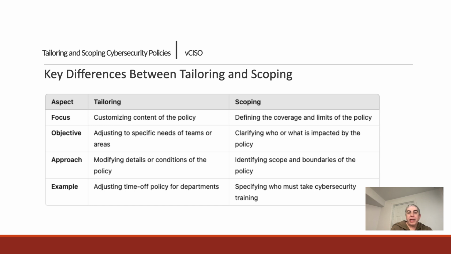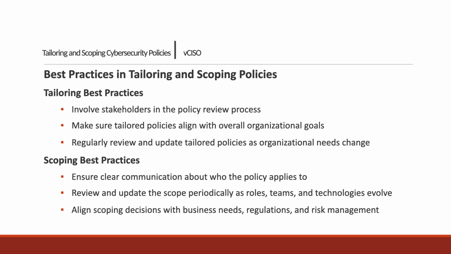I'll skip the example and go to the next slide: the best practices for tailoring and scoping policies. Tailoring usually involves stakeholders in the policy review process. Make sure tailored policy aligns with overall organizational goals. Regularly review and update tailored policy as organizational needs change.